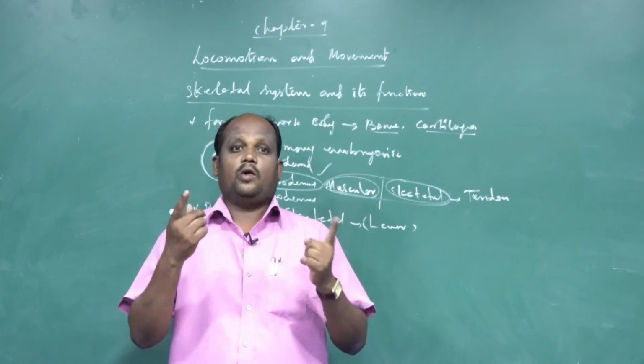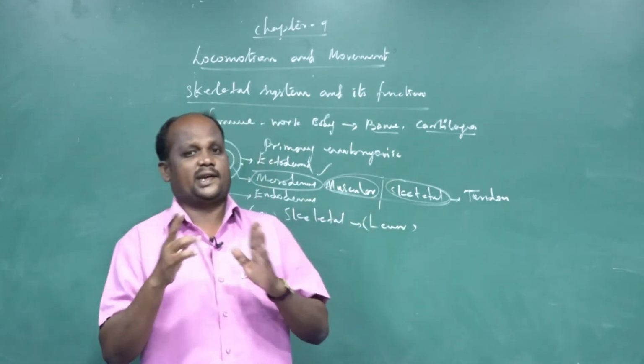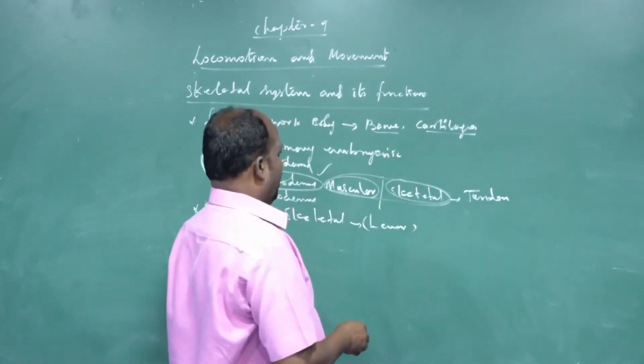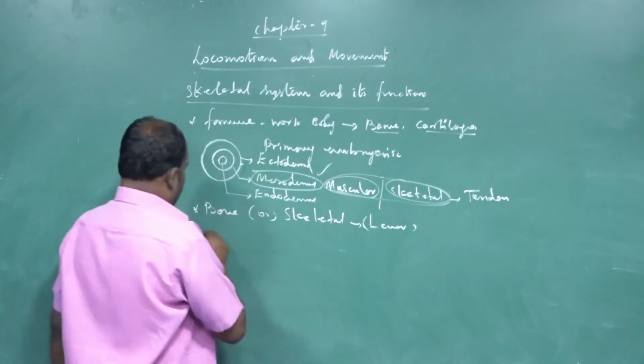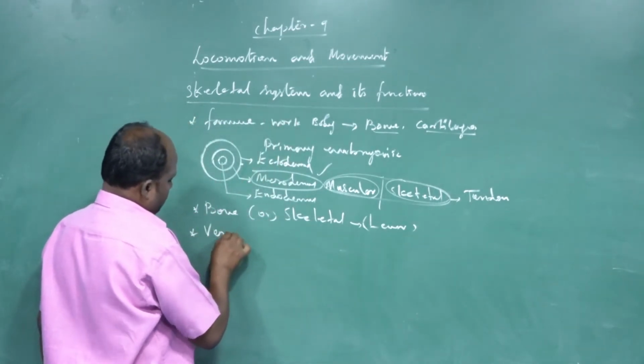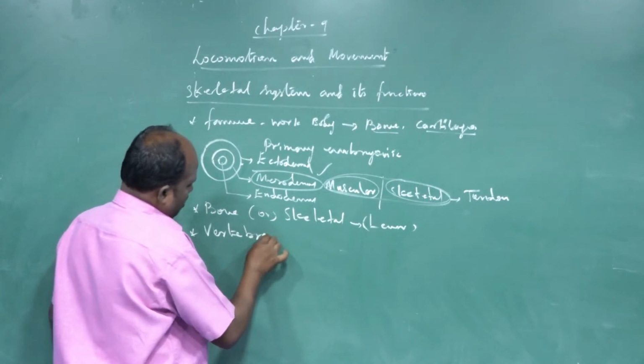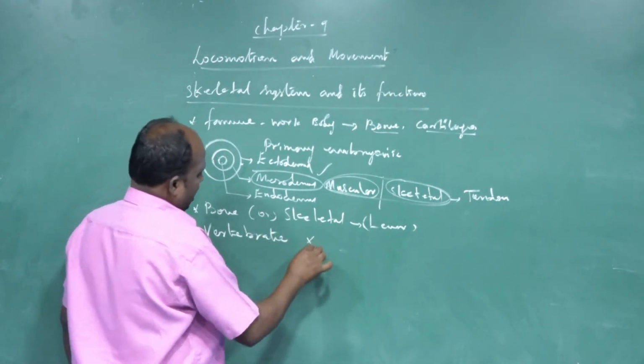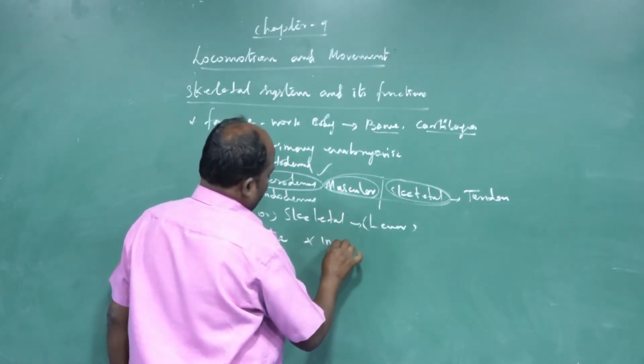Next, in all the animal bodies, the animals are classified into two categories. One is vertebrate, the second one is invertebrate.